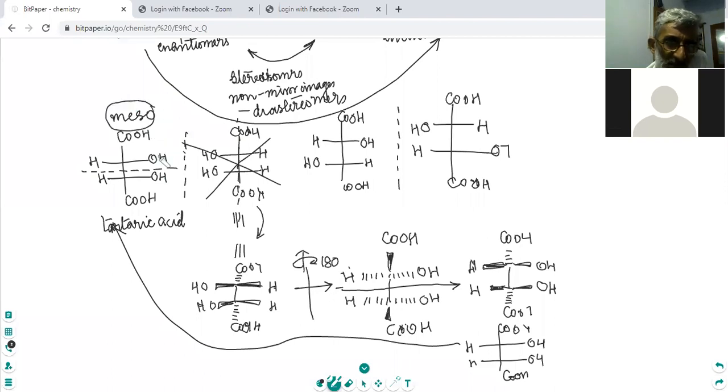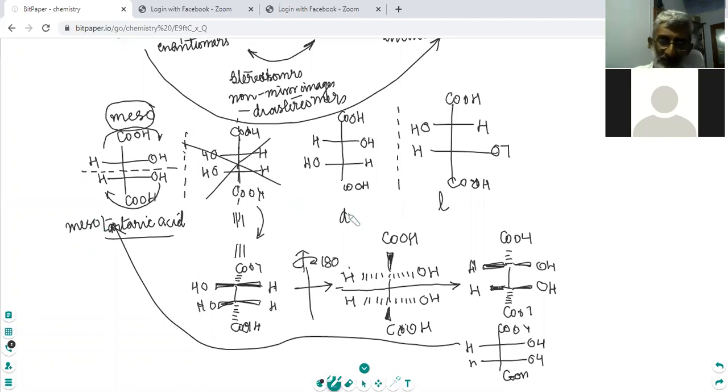And a meso compound is optically inactive because the rotation of the upper half is to the right, the rotation of the lower half is to the left. So they mutually cancel with each other. So this is the optical activity of tartaric acid. One of them you will call D tartaric acid. This is L tartaric acid, and this is meso tartaric acid.